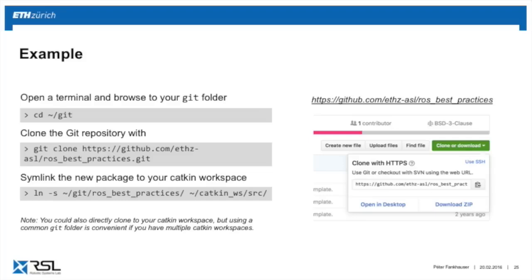Now to symlink it, you would type in ln -s to create a symbolic link and then tell it from where to where. So in this case, you would say in the Git folder, the ROS best practices, you want to link into your Catkin source folder. Okay, now after symlinking, you should see in your Catkin /source a folder, the ROS best practices folder.